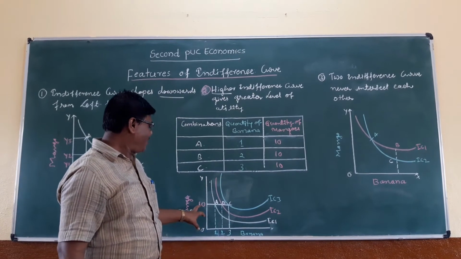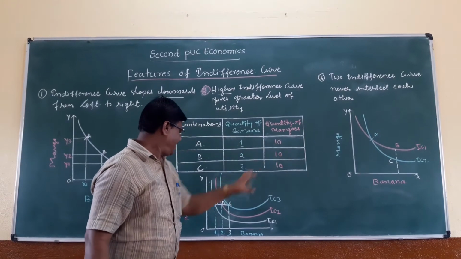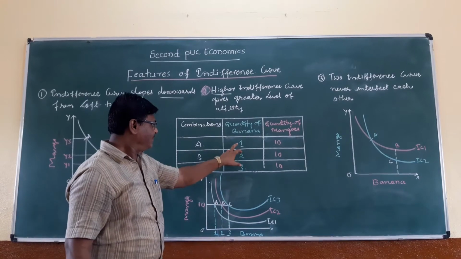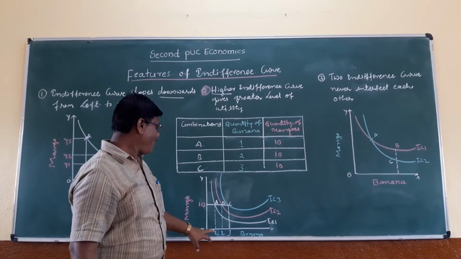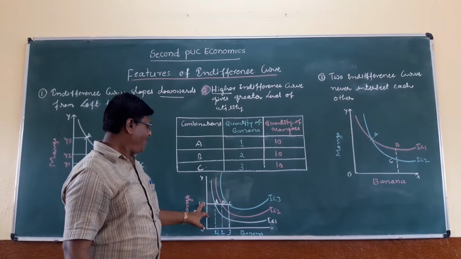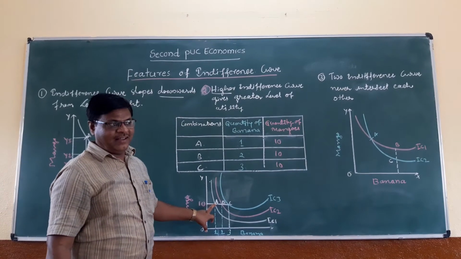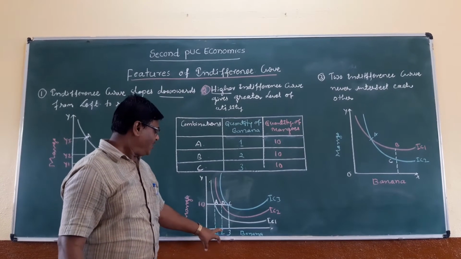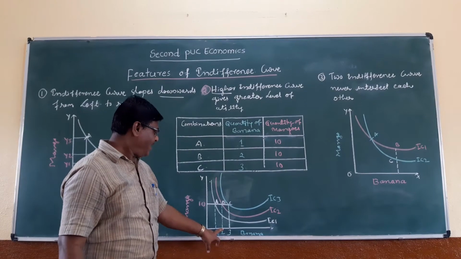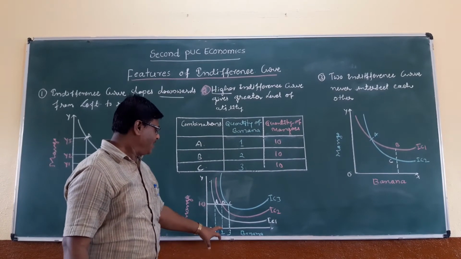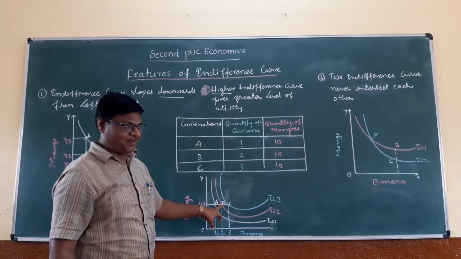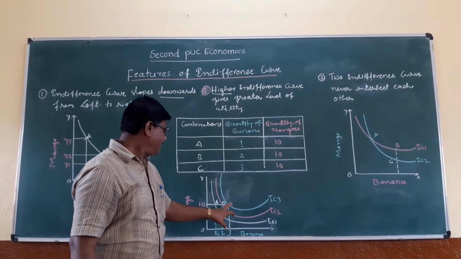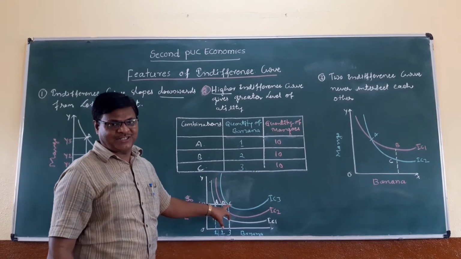The mangoes are the same in quantity, that is 10. And 1 banana and 10 mangoes at point A give the same level of satisfaction. And 2 bananas, 10 mangoes give the same level of satisfaction. And 3 bananas, 10 mangoes give the same level of satisfaction.